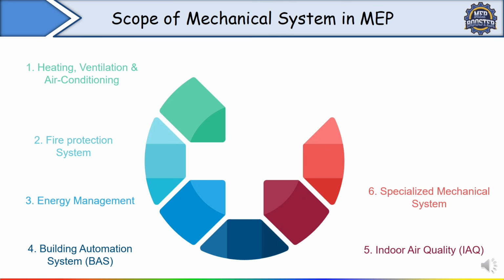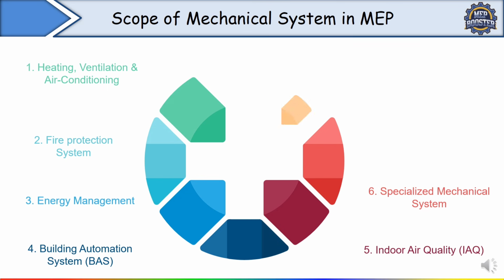Then the next one is specialized mechanical systems. In specific buildings like hospitals, laboratories and industrial facilities, the mechanical systems also include specialized equipment such as clean rooms, fume hoods and industrial ventilation systems designed to meet stringent environmental and safety standards.